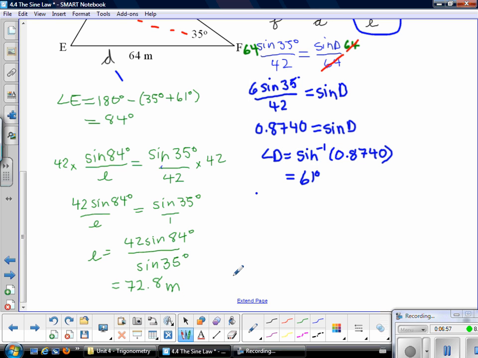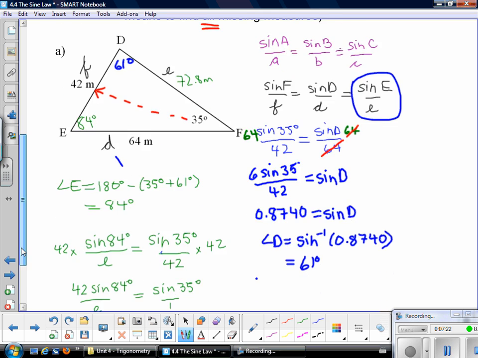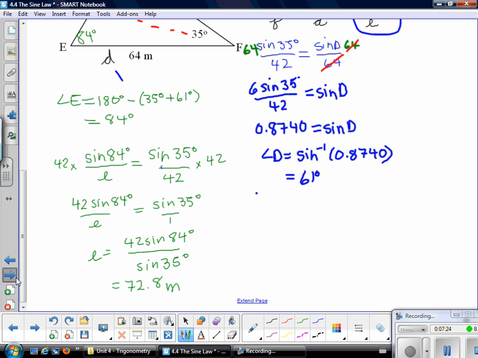Okay, so now if I put that back into here, we have this angle is 84. This side over here is 72.8. So now we have found all three angles and all three sides. So that question is finished. Okay, let's try another one.